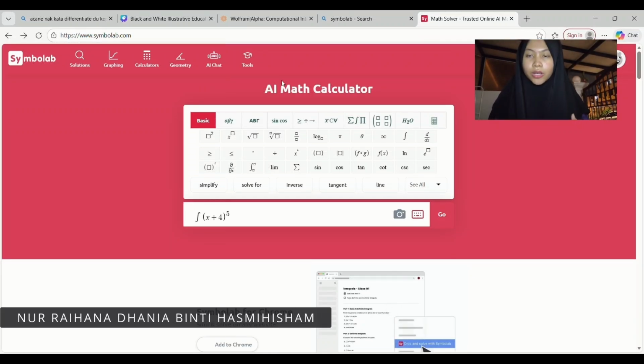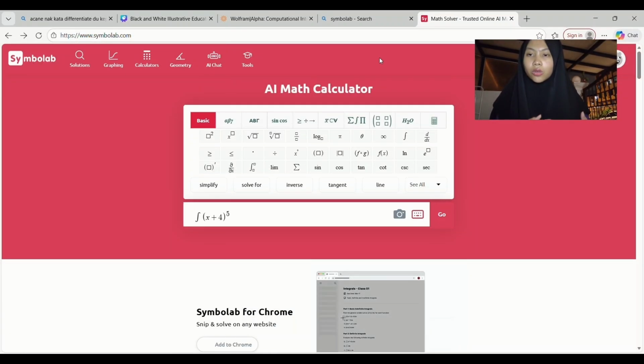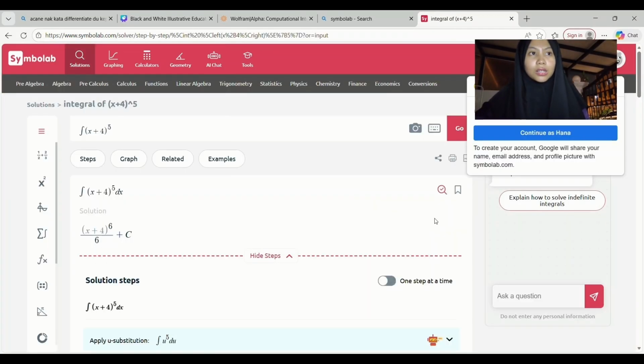Today, I will explain to you guys how we integrate the equation using the substitution method using a digital tool. Today, I choose Symbolab as my digital tool to verify my manual calculation. Okay, first, the equation given is the integration of x plus 4 to the power of 5 with respect to x.